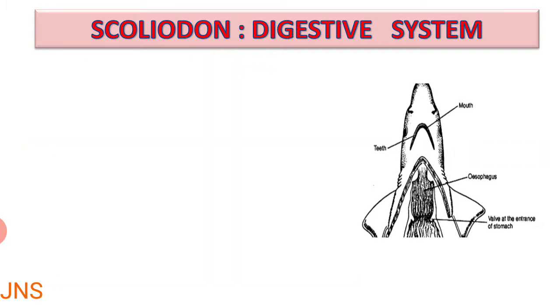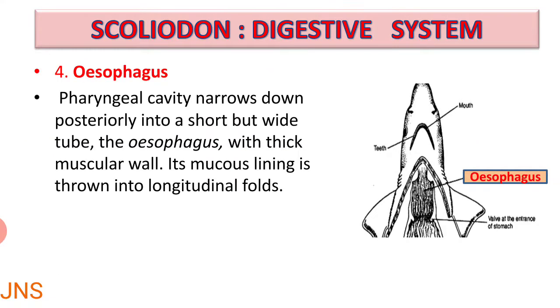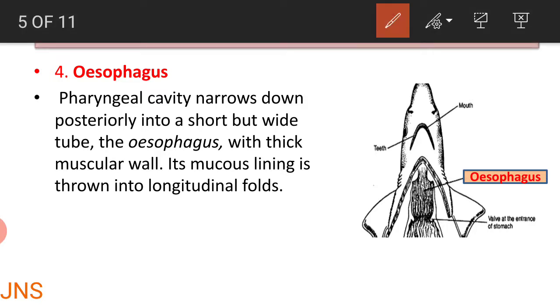Next, in the alimentary canal, the next part is the esophagus. Esophagus is shown here in the diagram. The pharyngeal cavity narrows down posteriorly and opens into a short but wide tube called the esophagus. Short and wide tube, which is called esophagus.